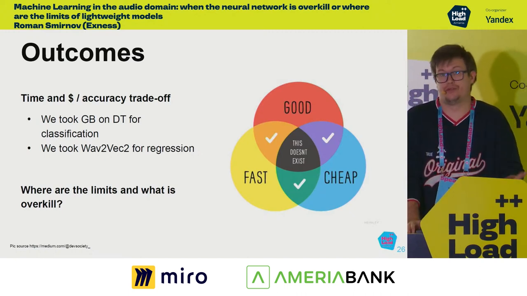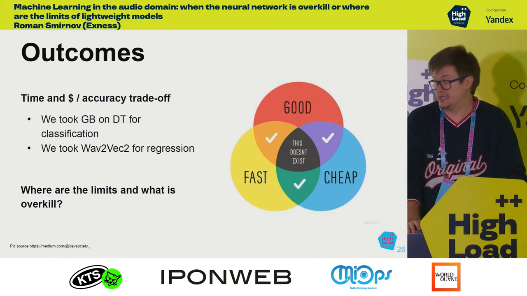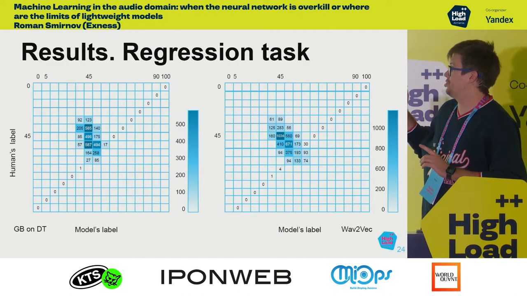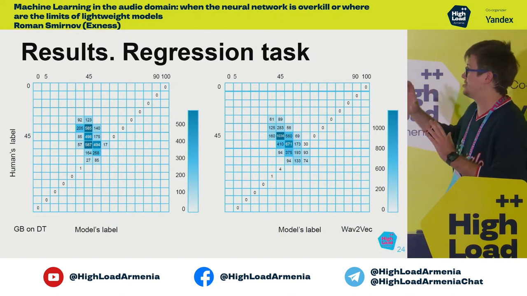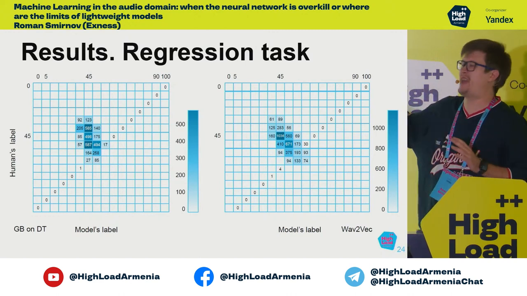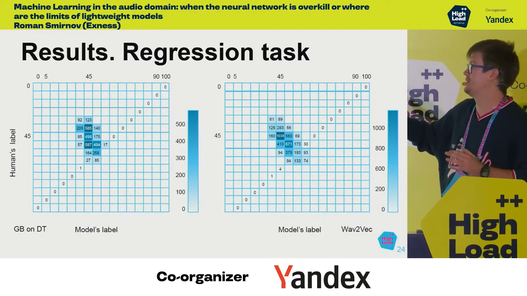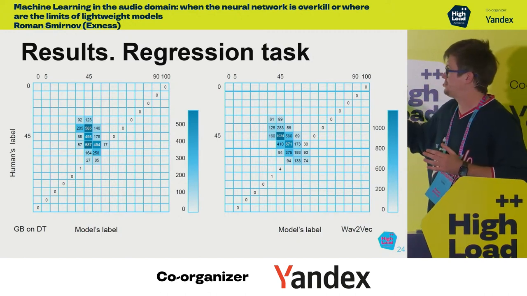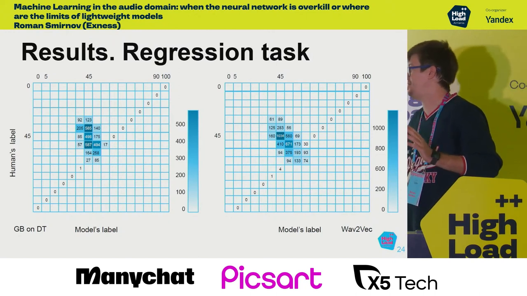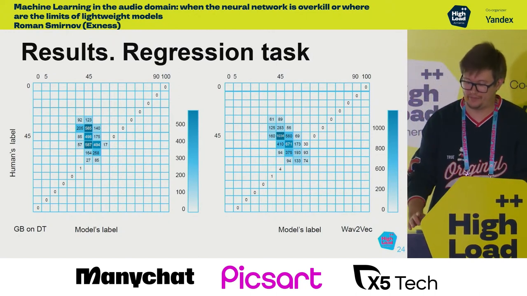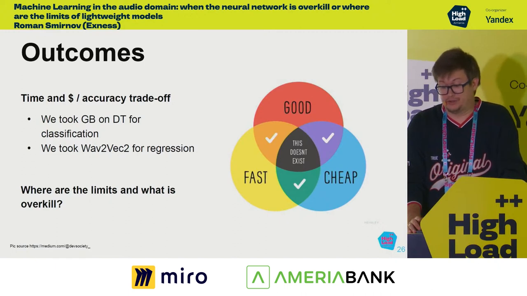For the regression task, for this scoring of candidates, we took the wave-to-vector model, and I'll show you why. For us, it was very important to be accurate on the middle scores around 50. You can see here that CatBoost fails around 45. Audios that were labeled by humans with scores of 40, 45, 50, CatBoost labeled all of them as 45, and wave-to-vec did a much better job. So for the regression task, again, we took the wave-to-vec model.